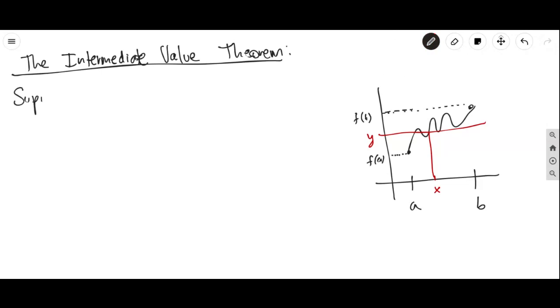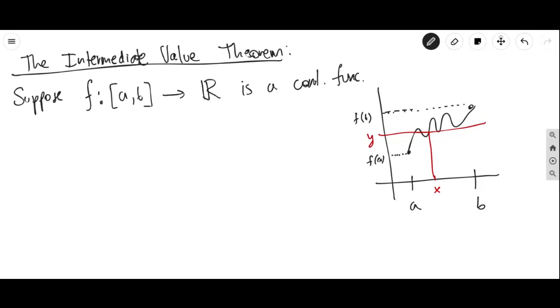It says that suppose you have a function that's defined on the closed interval [A, B]. So that's the domain of the function. And it maps into the real line, and it is a continuous function. And y is something between f of A and f of B. So we're going to assume that f of A is smaller than f of B, but it also works the other way around. In this picture, we drew this one as being smaller and that one being bigger, but it works the other way around as well.